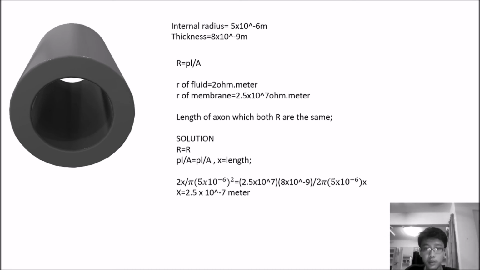And in this case, x takes place in different parts of the formula: first at the length, and second in the area, which is still the same value, the length of the axon tube. So by this formula we get x, or the length of the axon tube, as 2.5 times 10 to the power of negative 7 meter, or 25 micrometer.